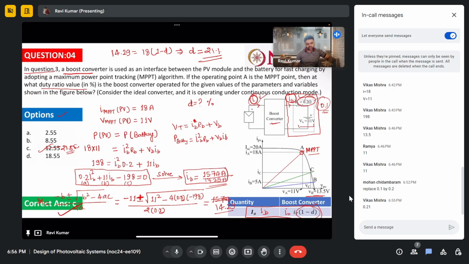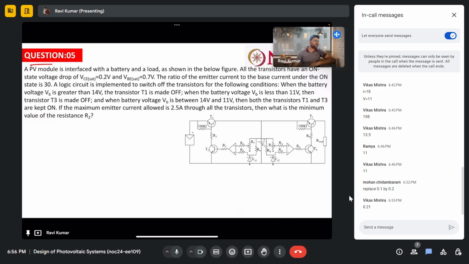Now let's move to the next question, which says: a PV module is interfaced with a battery and a load as shown in the below figure. So this is our battery here. This is our PV module.